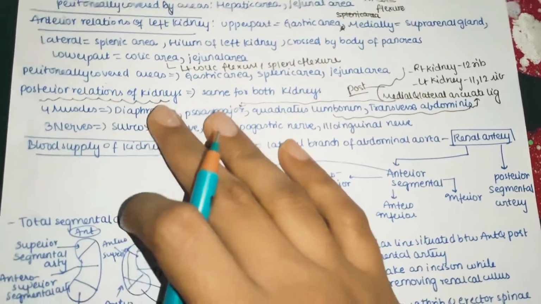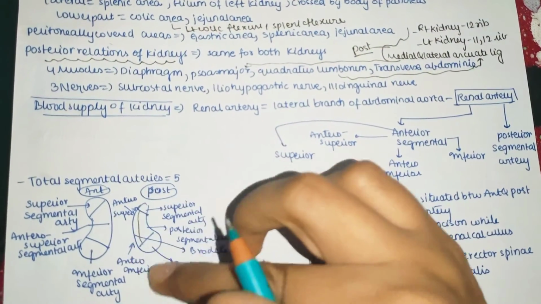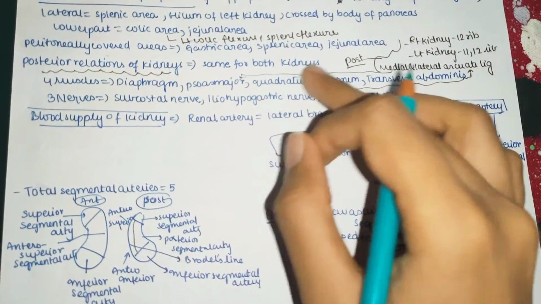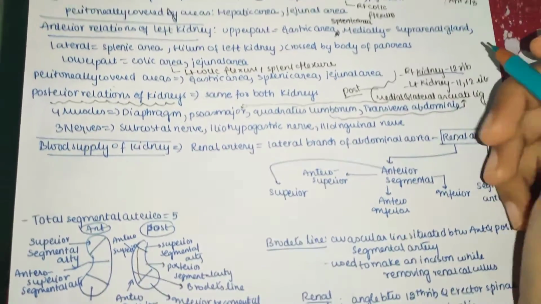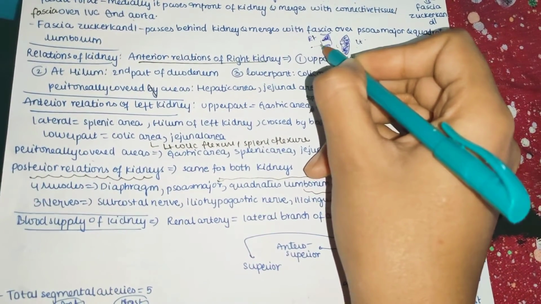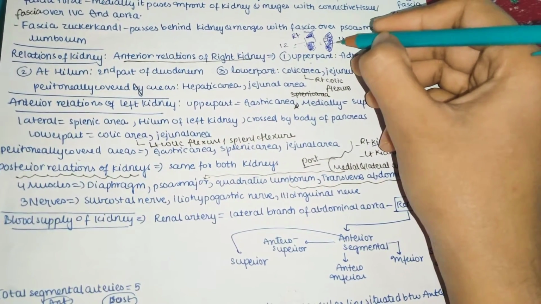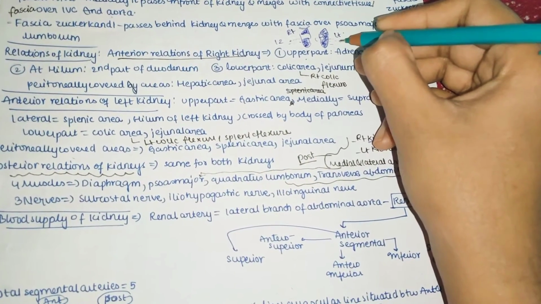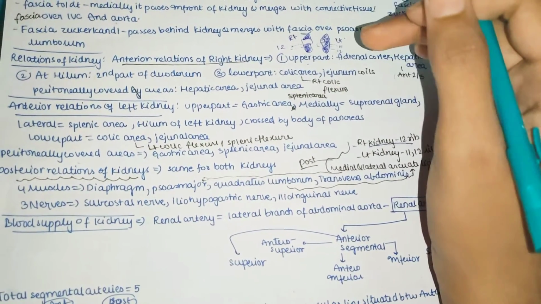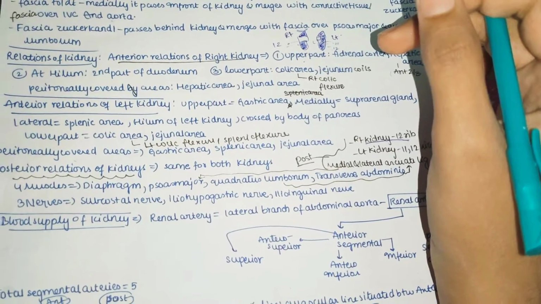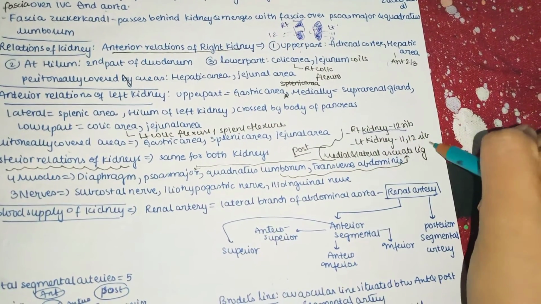So now coming to the posterior relations of the kidney. It is very simple, because it is the same for both kidneys. Posteriorly, the right kidney is at the level of the 12th rib. I am drawing a dotted line, so the right kidney is only related to the 12th rib, whereas the left kidney is related to both the 11th and 12th ribs. Why? Because the right kidney is somewhat lower, whereas the left kidney is placed somewhat higher, so that it faces both the 11th and 12th rib.